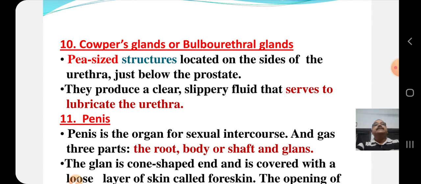The ejaculatory duct is united with a gland known as Cowper's gland or bulbourethral gland. It is a pea-sized structure located on the side of the urethra just below the prostate. These glands produce a clear slippery fluid that serves to lubricate the urethra.